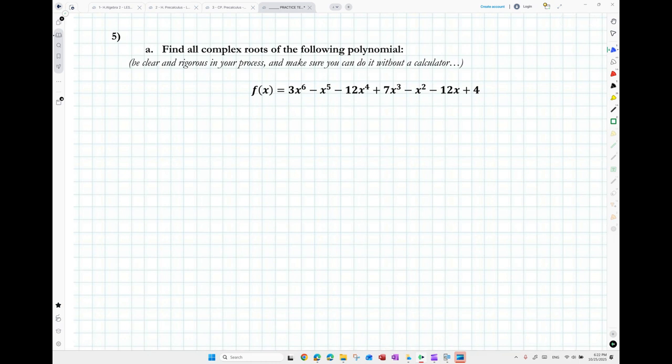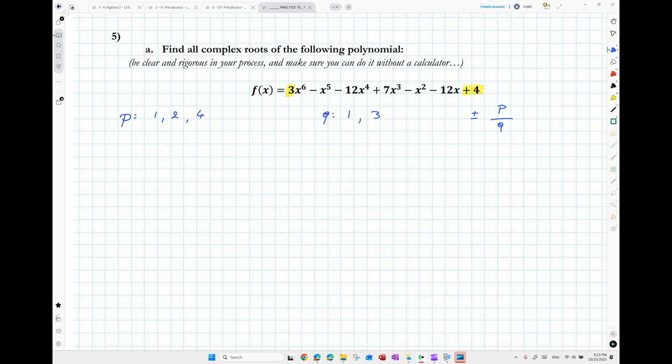And to do so, I'm going to use the rational zero theorem by having p being equal to plus or minus 1, 2, and 4, the possible multiples of the constant. And I'm going to take the leading coefficient, which is 3. That's going to be q, and I'll have 1 and 3 only. Now, any rational roots will have the form of plus or minus p over q.